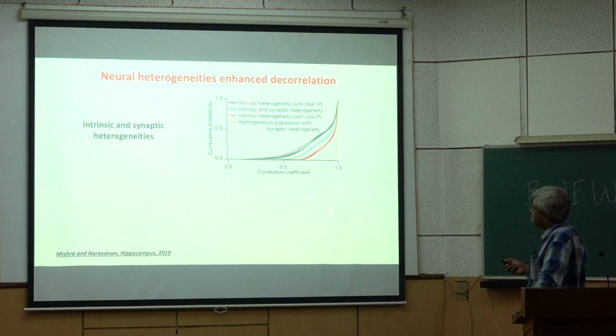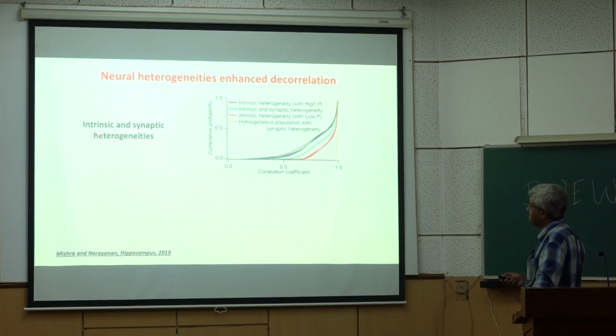But as you start introducing intrinsic heterogeneity, either with synaptic heterogeneity or with fixed synaptic weights, you start seeing a certain amount of decorrelation over here. So, that is the first level of analysis, where you say that just the introduction of intrinsic heterogeneities introduces a certain amount of decorrelation in the outputs, even if the inputs are exactly the same. This is something which has been known for a long period of time. Nathan Urban, Padmanabhan and others have looked at this basically.